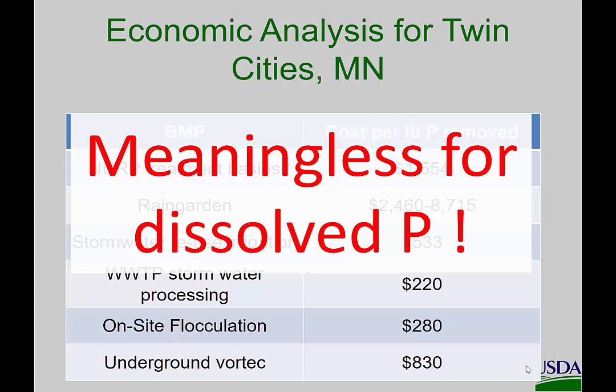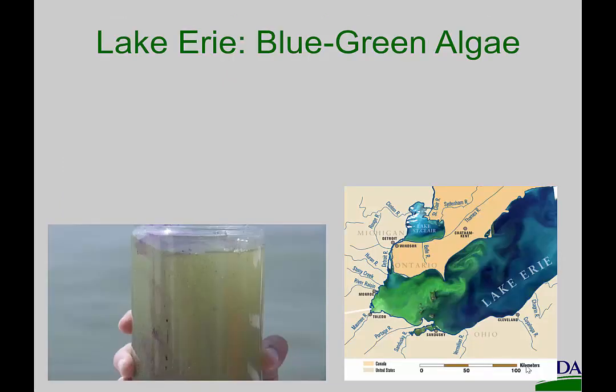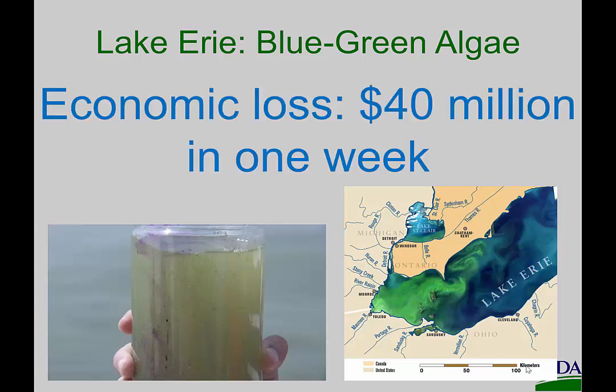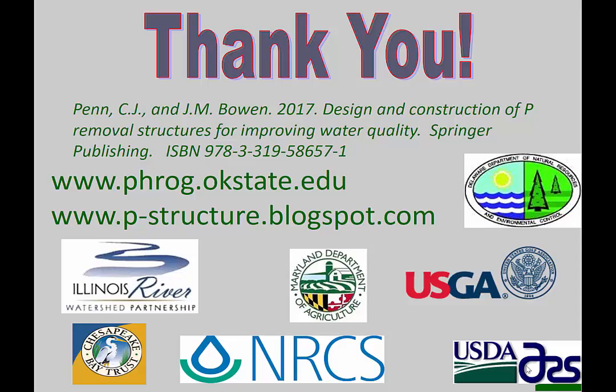Dissolved phosphorus is worth a lot more to remove for those reasons that I mentioned. It's much more potent eutrophication agent, and it's just much more difficult to remove. And look no further than the example of the Western Lake Erie Basin, Toledo. They shut down their drinking water treatment plant. It cost them an estimated $40 million in 1 week.